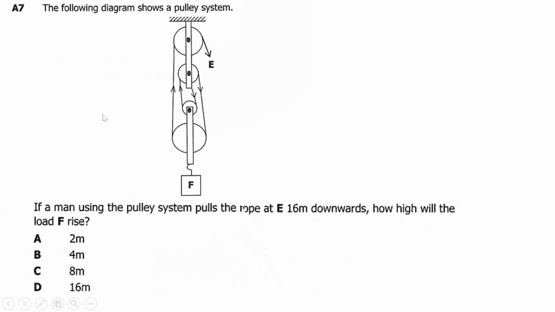So this is a pulley system with effort applied here, and then here we are told there's F. It says if a man using the pulley system pulls the rope at E 16 meters downwards, how high will the load F rise? Okay, if the man pulls the rope at E so that this effort moves 16 meters downward, how high will the load, this one here, rise? How high is it going to rise?